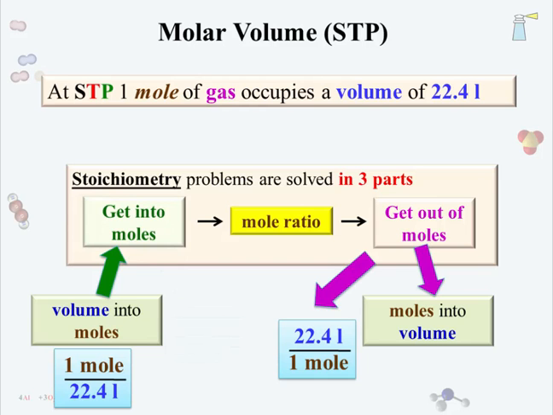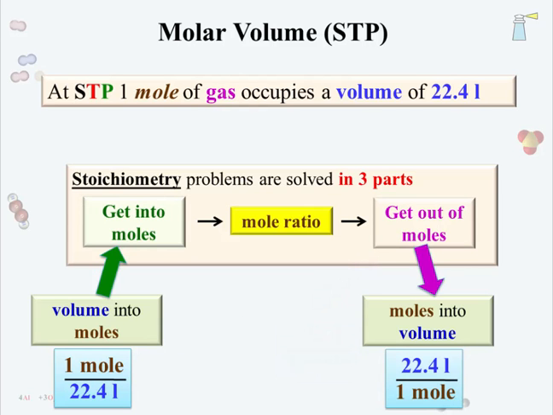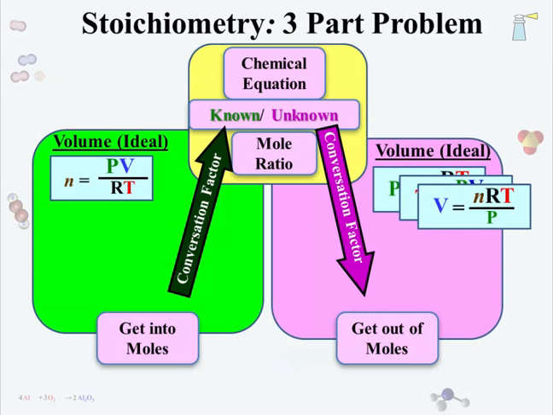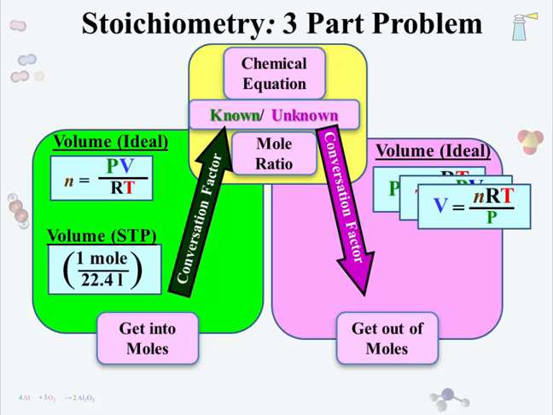Getting out of moles and into volume uses the reciprocal ratio, with liters in the numerator and moles in the denominator. That ratio belongs with this part of the solution. Returning to the graphical representation, we can add volume of the current substance at STP, being converted into moles of the current substance, with the molar volume written with liters in the denominator.